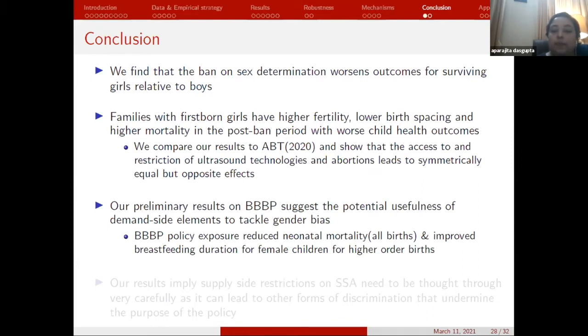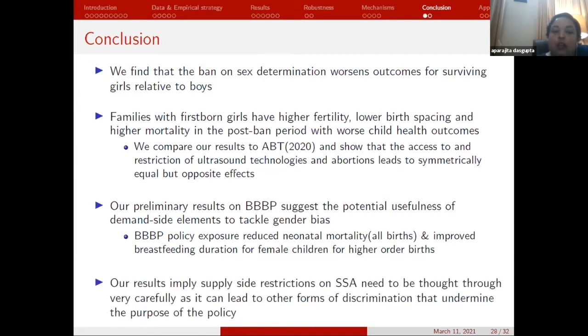B3P policy exposure reduced neonatal mortality for all births and improved breastfeeding duration for female children for higher order births. So, what our results suggest is that supply side restrictions on sex selective abortions need to be thought through extremely carefully, as it can lead to other forms of discrimination that undermine the purpose of the policy.